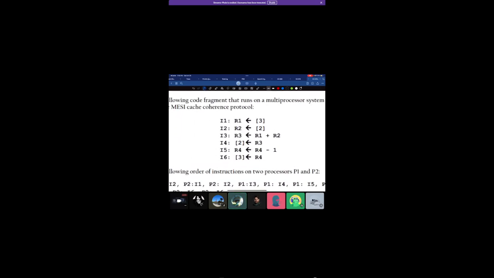All right. And processor 1 runs instruction 2. They do the same thing with address 2. Exclusive, S S. And then processor 1 runs instruction 3. This is an ALU operation. It's an R type, so we're not dealing with addresses. So nothing is going to change here. So S, E, S.